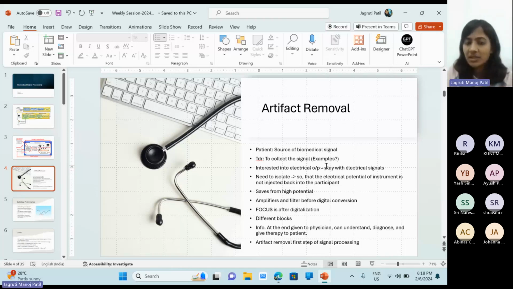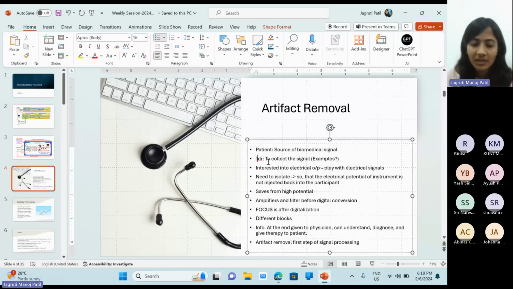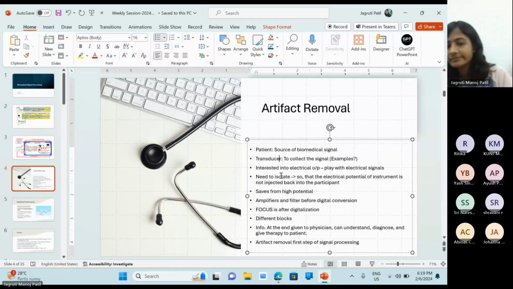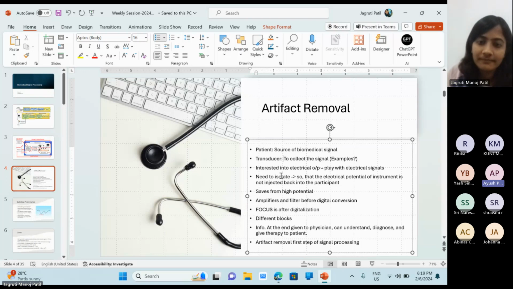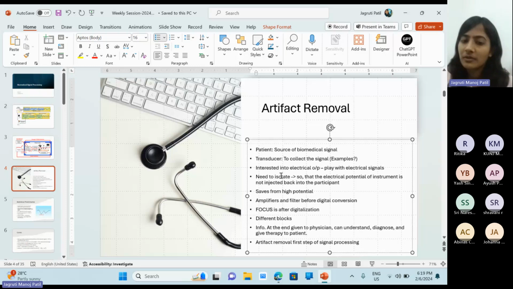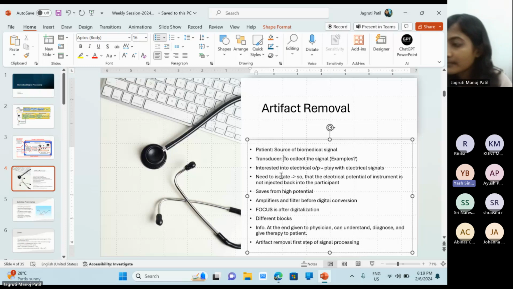So first, what's a patient as a source of signal? Then what's a transducer? We have to collect the signal. But can some of you unmute yourself and say what a transducer actually does? It's like converting something to something, but what's that? What does it do? It converts one form of energy into another, mainly electrical. Yeah. So what can be potential examples for the same? The mic that we are using. Yes.